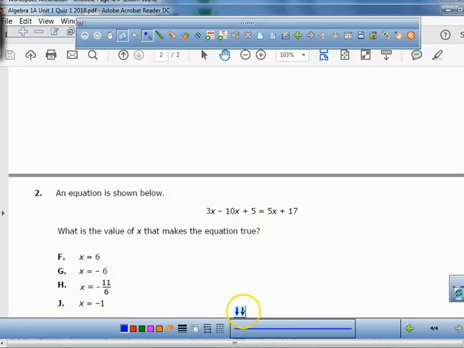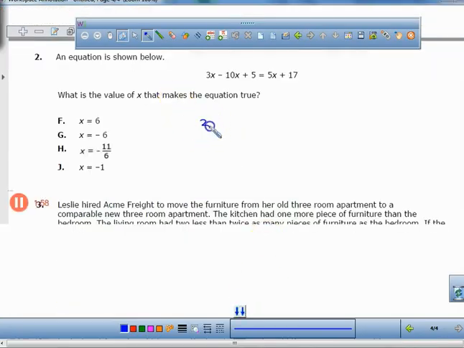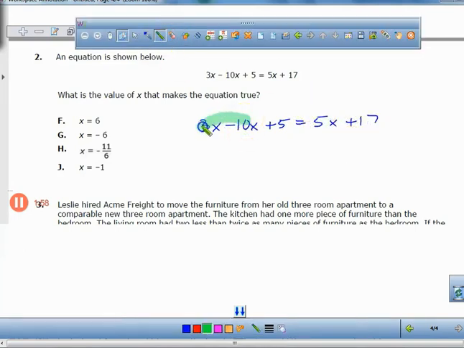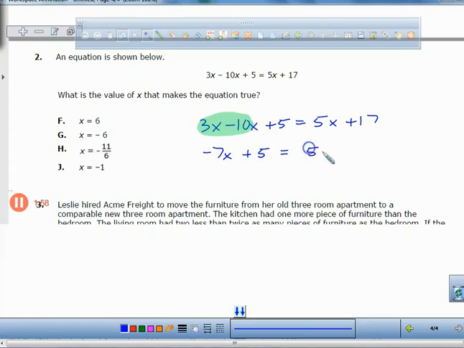Alright, let's see here. On to problem 2. Alright. So we got 3x minus 10x plus 5 equals 5x plus 17. Pretty easy solve for x problem. Looks like I'm combining like terms. I wonder what 3x minus 10x is. Negative 7x is correct. So I combine like terms on the left-hand side of the equal sign.